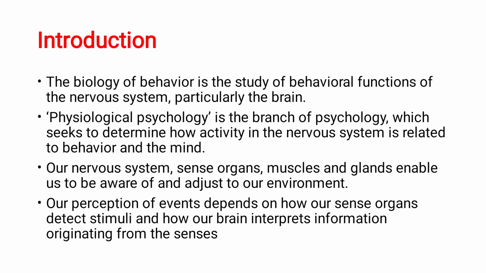Our perception of events depends on how our sense organs detect the stimuli and how our brain interprets information originating from the senses. For example, if you see a house catching fire, what will you do immediately? Through your vision, you perceive that it is a dangerous thing. Immediately you take some water and put out the fire, and at the same time you call the fire engine service also to put out the fire. So by means of vision you see the fire, and how your brain interprets it, whether you take it seriously or lightly, everything depends on your brain's interpretation.